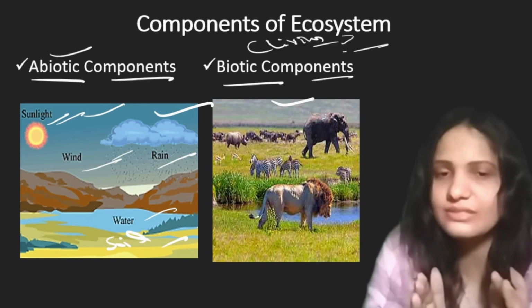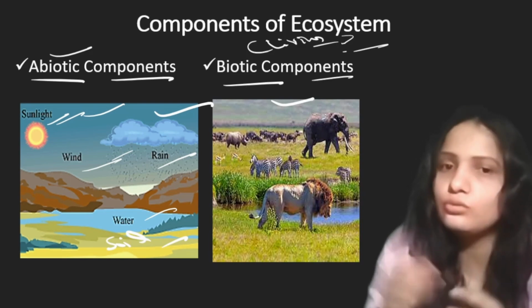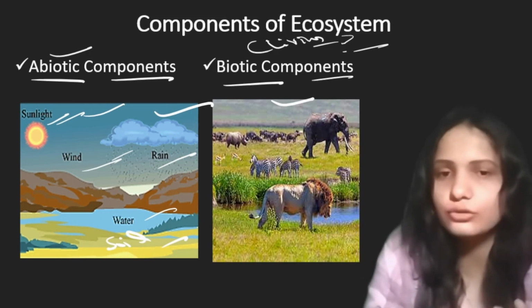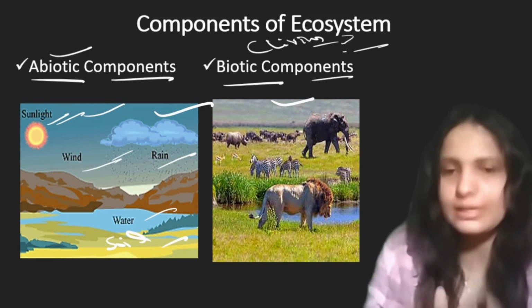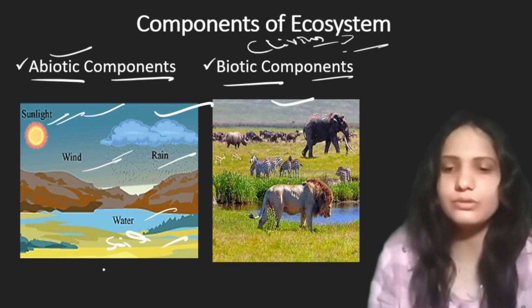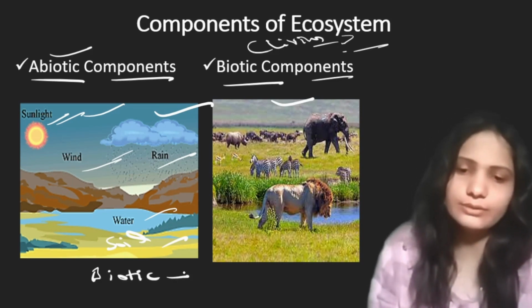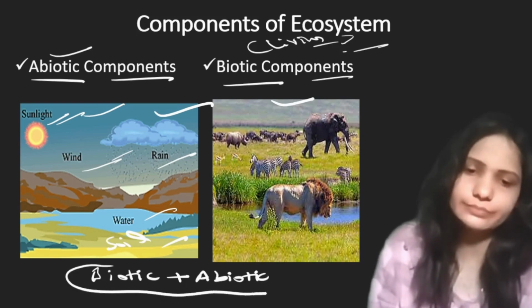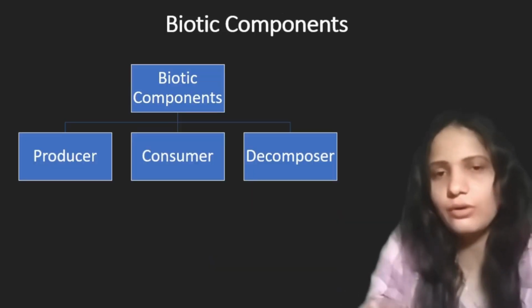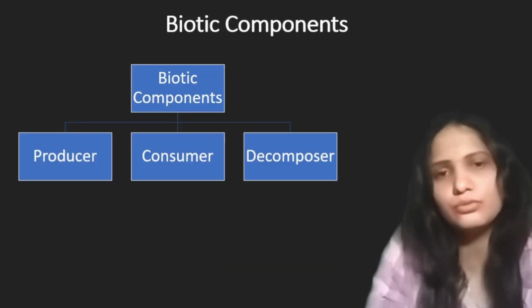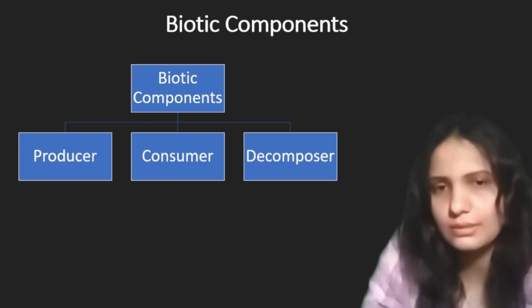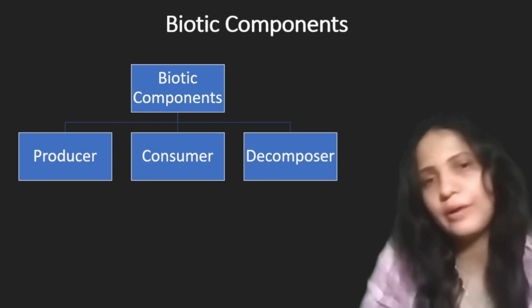So the living organisms are biotic components, and the non-living factors like sunlight, wind, rain, water, soil, these are abiotic components. And both the components, biotic plus abiotic, will constitute this ecosystem. Okay, this is ecosystem. Abiotic components are very simple. You know this. You have a very good idea of what is sunlight, what is air, wind, water, soil.